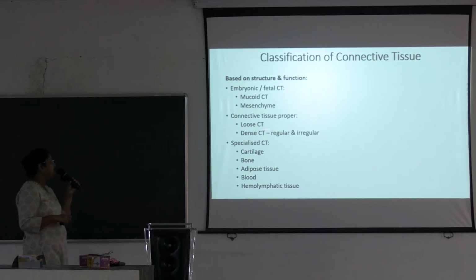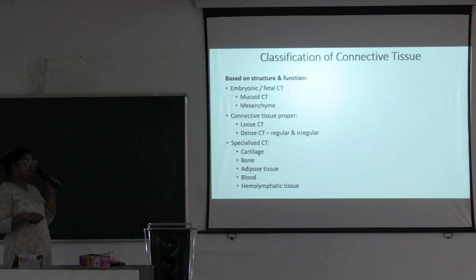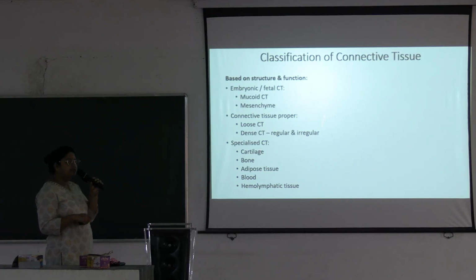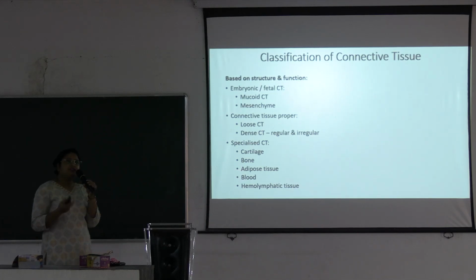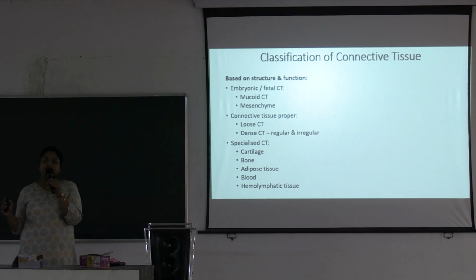Next is specialized connective tissue. Specialized connective tissue are of these types. First is cartilage. Cartilage we have already discussed. Bones. Bone is also discussed in your lecture. Next is adipose tissue, blood, and hemolymphatic tissue. These are specialized type of connective tissue.